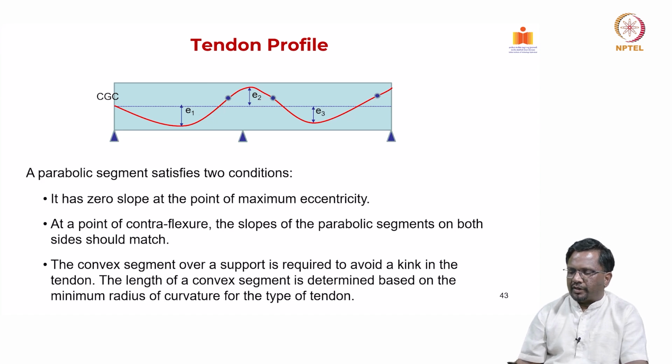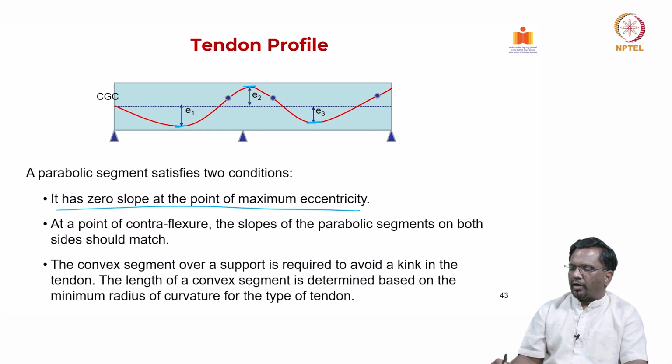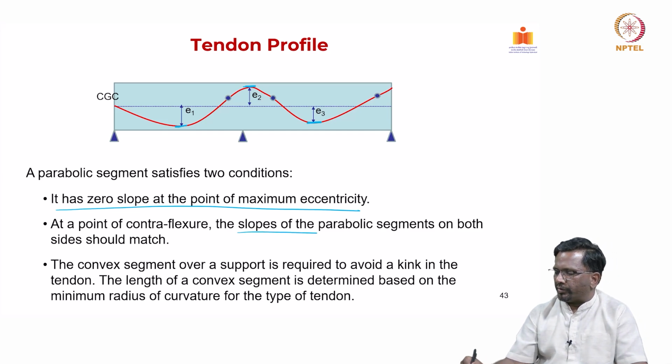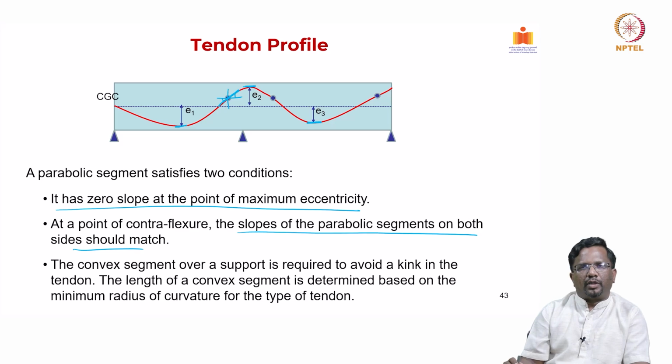So, we are saying that it should have a 0 slope at the point of maximum eccentricity. For example, here, slope should be 0. At a point of contraflexion, the slopes of the parabolic segments on both sides should match like this. This and this should match, and that is expected.